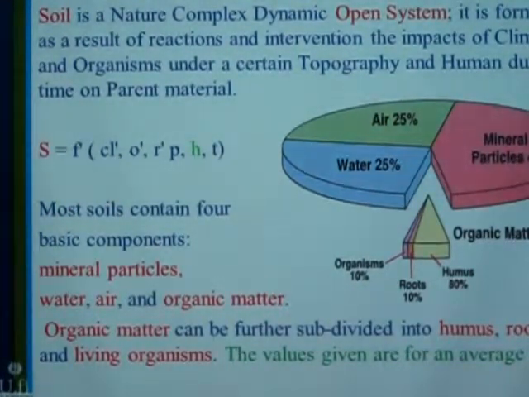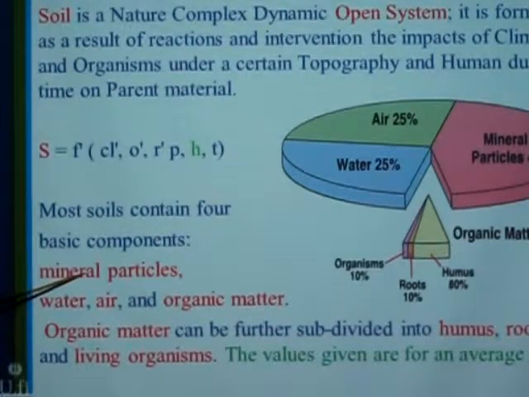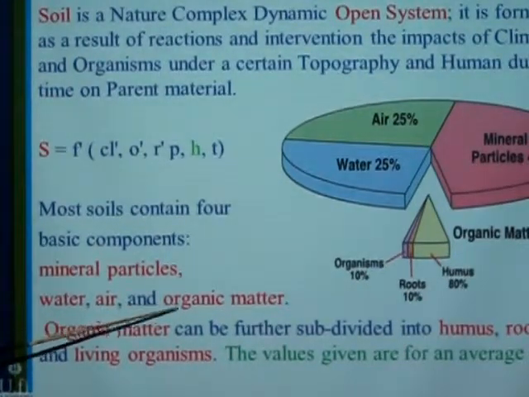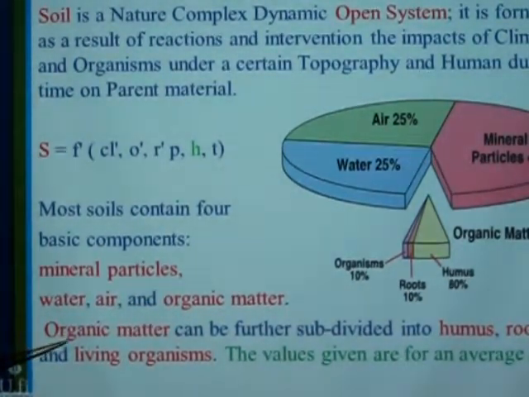This is soil. The soil, the natural body, most soil contains four basic components: mineral particles, water, air, and organic matter. Organic matter could be further divided into subdivisions: humus, roots, and living organisms. So this is soil as one part of natural resources. Natural resources are one element of sustainability, which is environment.